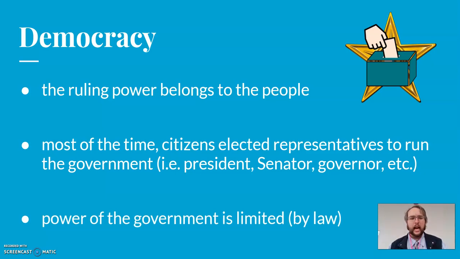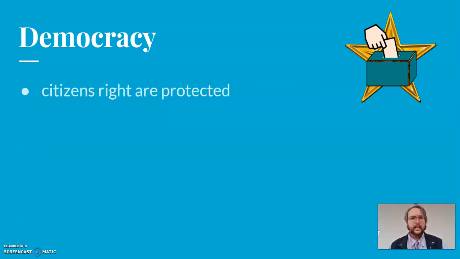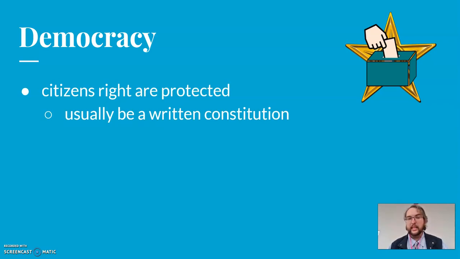And in a democracy, the power of the government is limited by law. So the government only has the power deemed necessary to have based on a constitution. So very limited. In a democracy, citizens' rights are protected, usually by a written constitution. So in the constitution, it will list out the rights that are protected for the citizens, such as freedom of religion, freedom of speech, the right to a fair trial, the right to a lawyer, and there are so many in the United States Constitution that are similar in other countries in the Western Hemisphere.